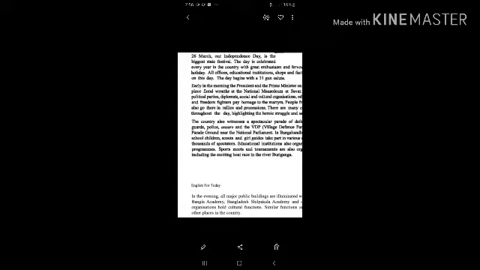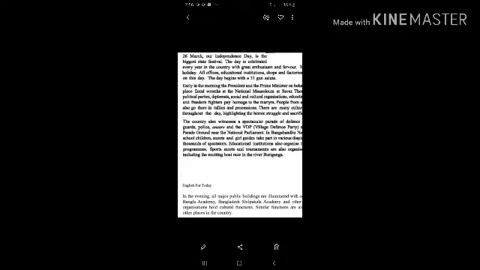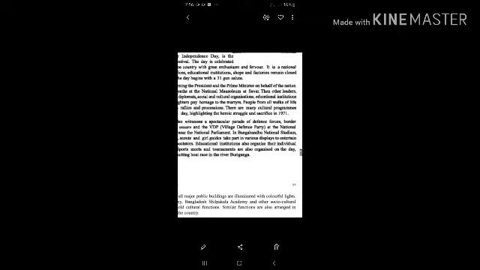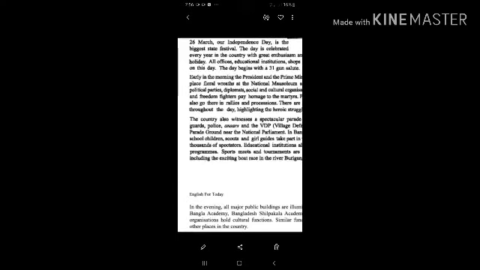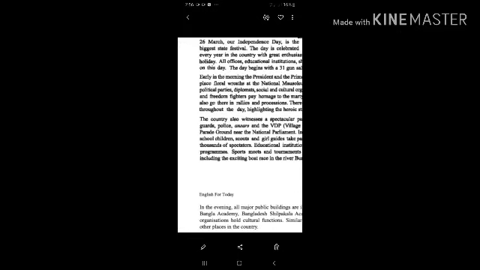The day is celebrated every year in the country with great enthusiasm and fervor. That means people all over the country celebrate this day with great enthusiasm. It's a national holiday. All officials, educational institutions, shops and factories remain closed on this day. As it is a state holiday, people of all walks of life enjoy the day.